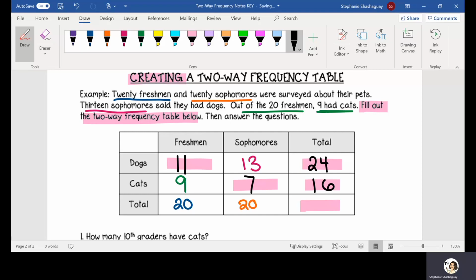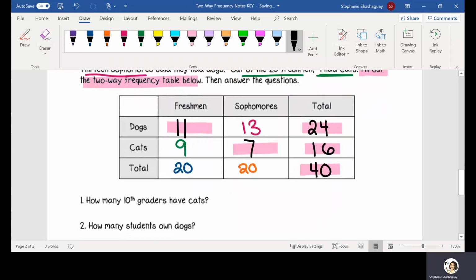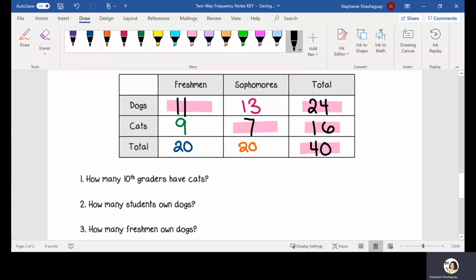Well, here we need to make sure we did our math correct. 20 plus 20 is 40. Does 24 plus 16 equal 40? Yes. So that means the total number of students surveyed was 40. Now that our two-way frequency table is completely filled out, now we can go ahead and get started with answering the questions. So it says, how many 10th graders have cats?